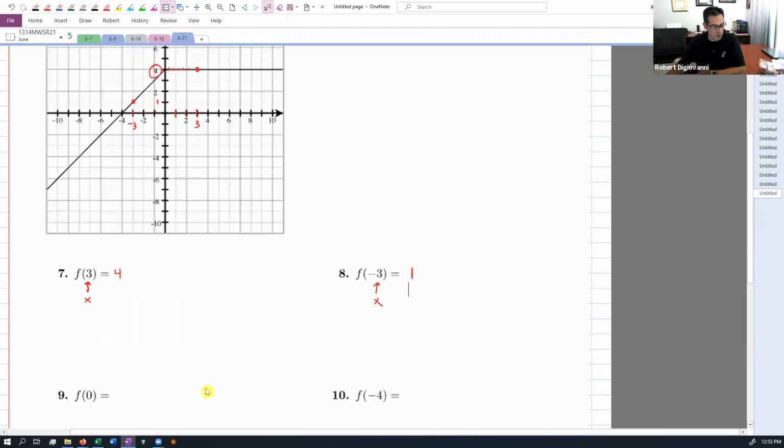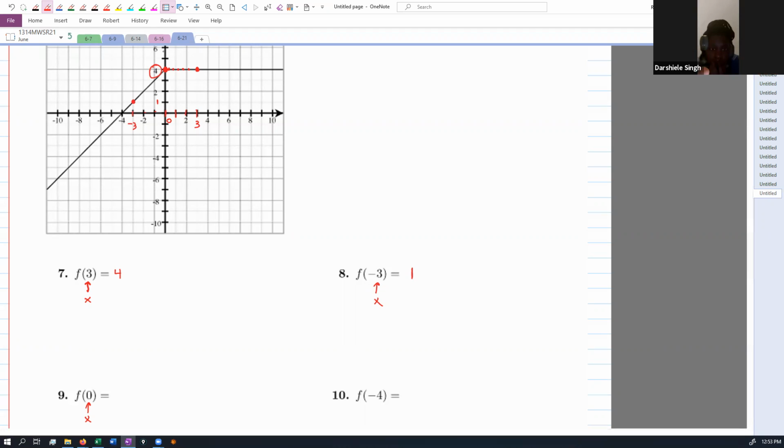Let's look at the next one. What's f of 0? So if we plug 0 in for x, how high is the point? So 0 is right here at the origin. The point is up here. That's the point right there. So how high up is that point? What does it look like? Isn't it still 4? 4 again, right? It's 4 units high.